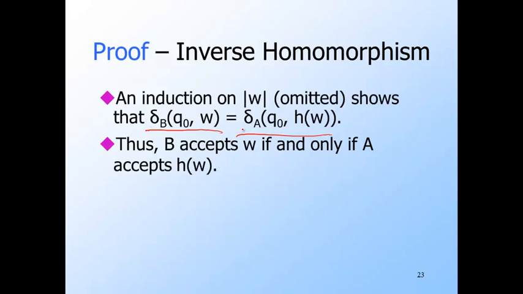Now B accepts w and A accepts h of w if and only if P is a final state. That is, w is in the language of B if and only if h of w is in the language of A, which is the same thing as saying B accepts the h inverse of the language of A.